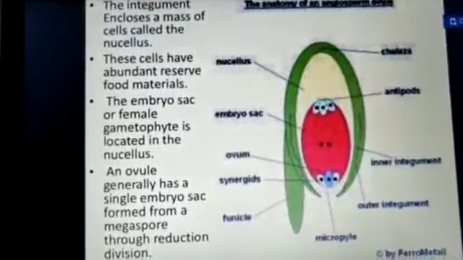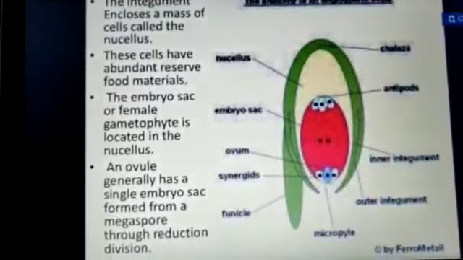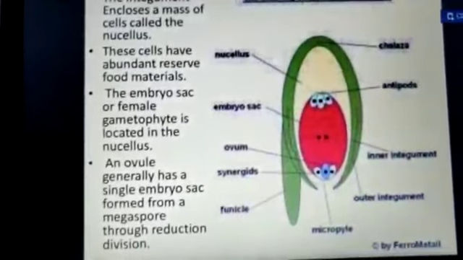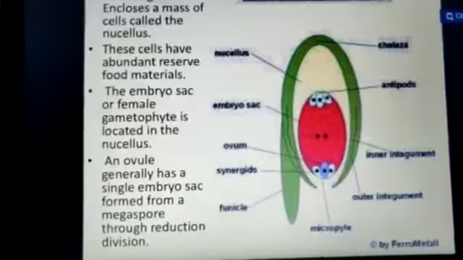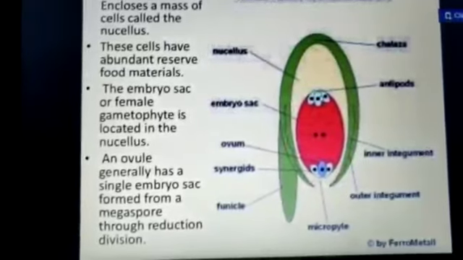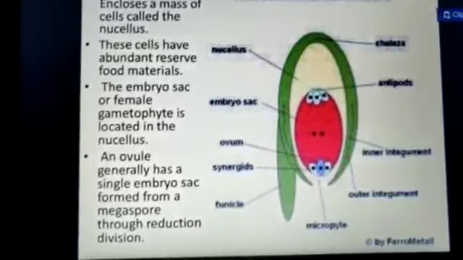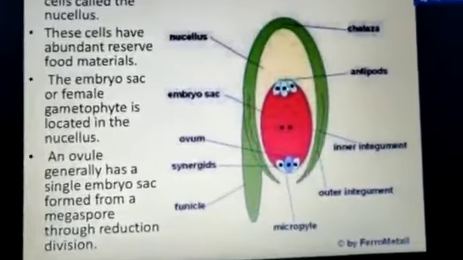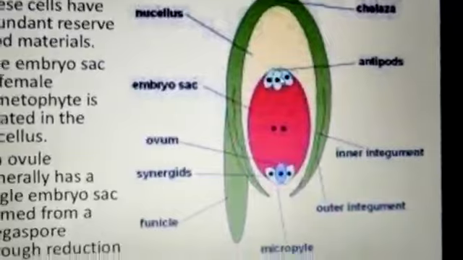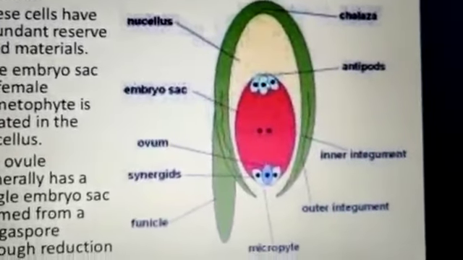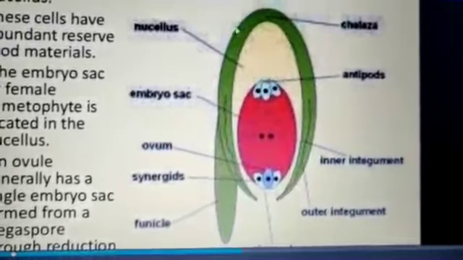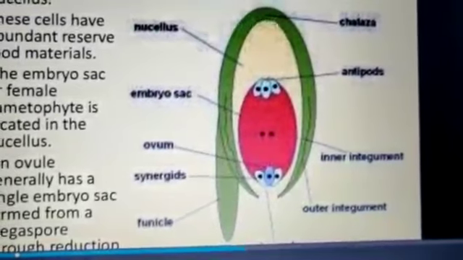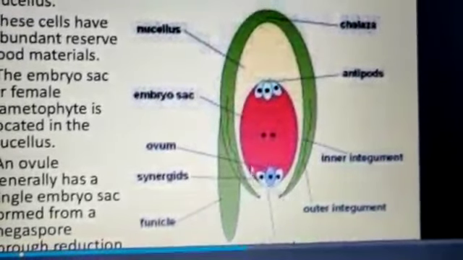These cells have abundant reserve food material. The embryonic sac or female gametophyte is located in the nucellus, and an ovule generally has a single embryo sac formed from a megaspore through the reduction division. Now you must have a close look at the slide. Now, as I told you, this portion is termed as chalaza, lowermost micropylar.